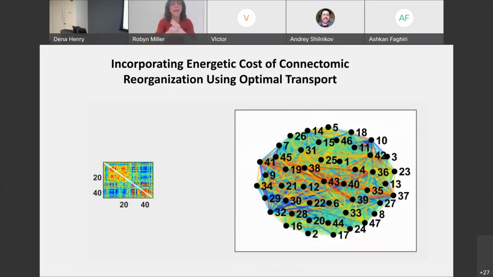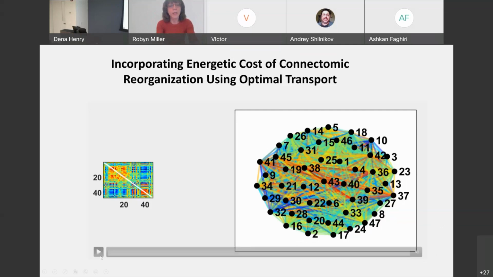So another thing we can think about is incorporating the energetic cost of certain connectomic reorganization. We often don't do that. We just measure the distance. The distance traveled between two observations would just be, let's say, the pointwise L2 distance between them, without factoring in anything about the realism or the plausibility or the energetic cost of that particular transformation of the connectome. So we're trying to work on this a little bit with optimal transport. So this is a little movie.